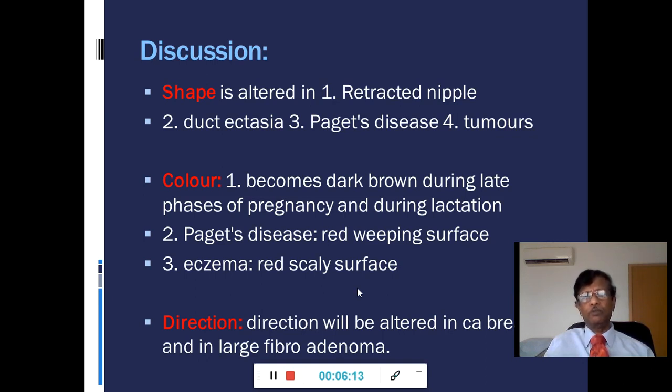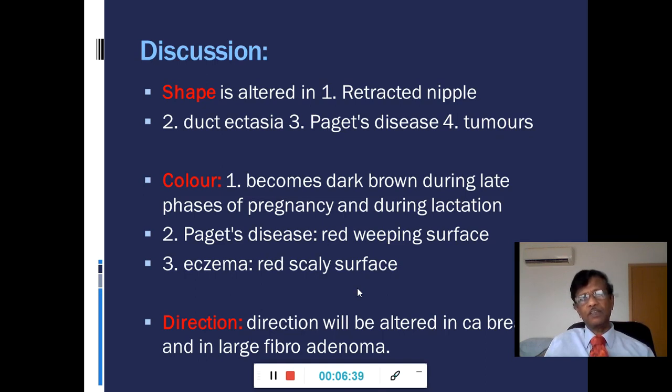The color of the nipple changes; it becomes dark brown during the late phases of pregnancy and during lactation. In Paget's disease, there will be a red weeping surface. In eczema, there will be a red scaly surface noticed on the nipple. The direction of the nipple will be altered in carcinoma breast and in large fibroadenoma.